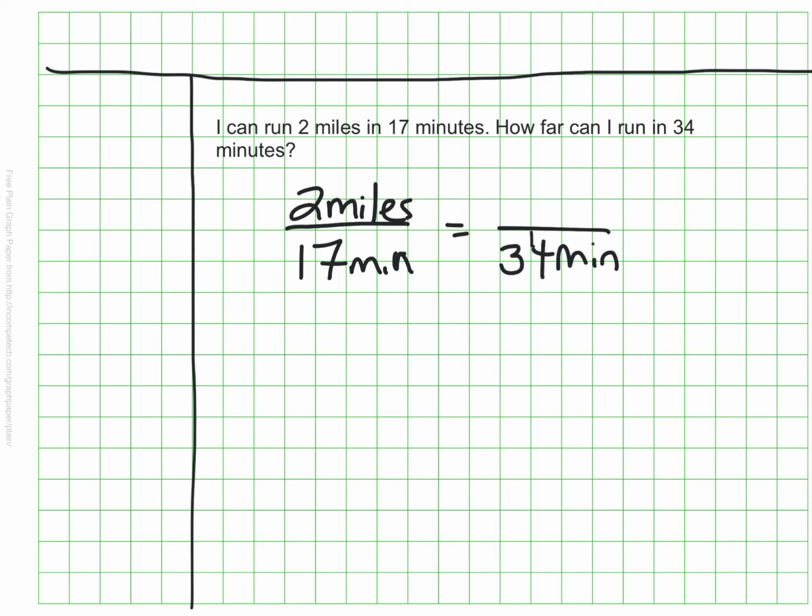If we want to call this a proportion, all we need to do is use a variable like x to say that this is an equation with a missing number that I need to find. And of course we know what to do from there. I know that 17 was doubled to make 34, so I'm going to double the number of miles I can go as well, and that will tell me what my missing value is. It tells me that x is equal to 4 miles, so I can go about 4 miles in 34 minutes if I maintain my same pace.